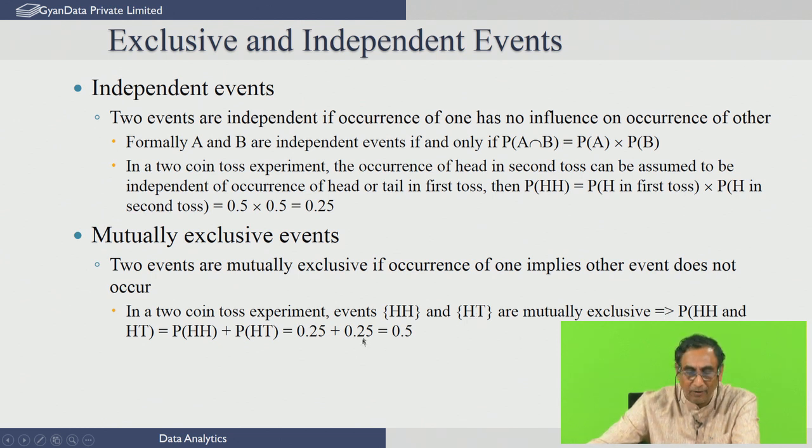The probability of either receiving two successive heads or a head followed by a tail can be obtained in this case by simply adding their respective probabilities, because they are mutually exclusive events. So we can say the probability of either HH or HT, which is nothing but the event of a head in the first toss, is simply 0.25 plus 0.25, which is 0.5, obtained by the basic laws of probability of mutually exclusive events.